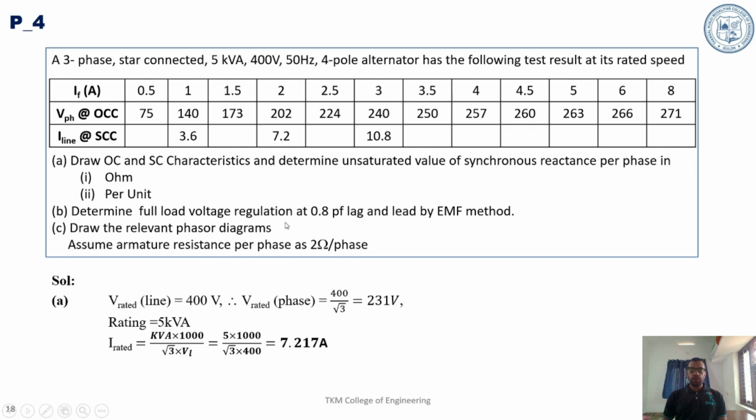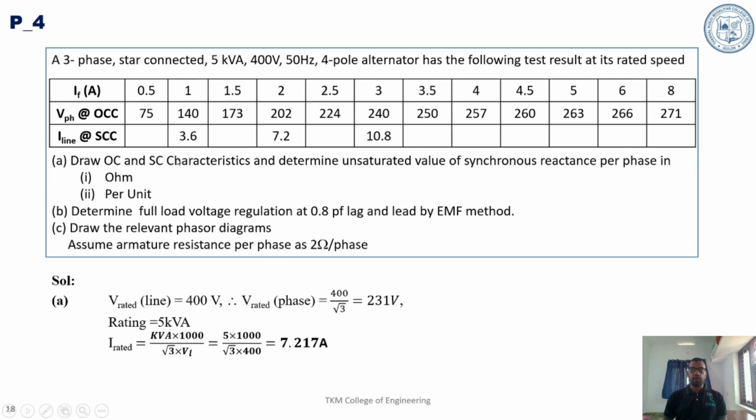Then we need to determine the full load voltage regulation at 0.8 power factor lag and lead by the EMF method. In all these cases, we need to draw the relevant phasor diagrams. Here, we assume armature resistance per phase as 2 ohm. Coming to the solution, the rated voltage is 400 volt, that is the line value, which we convert into phase value, obtained as 231 volt. The power rating of the machine is 5 kVA. Based on 5 kVA and the line voltage, we can calculate I rated, which is obtained as 7.217 ampere.